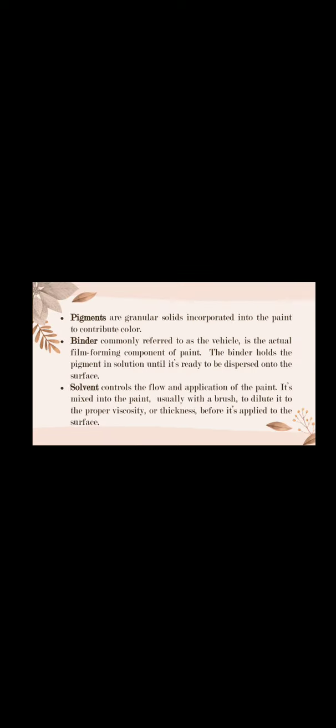First is the pigments. Pigments are granular solids incorporated into the paint to contribute color. The pigment is the color chemical in a paint. It looks a certain color because it reflects some wavelengths of light and absorbs others.